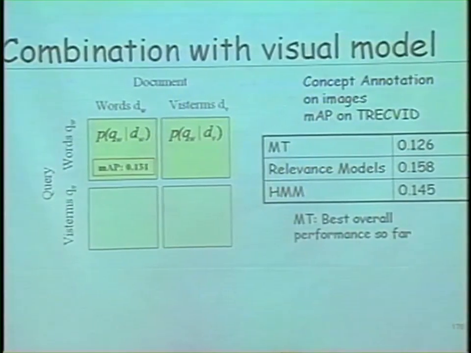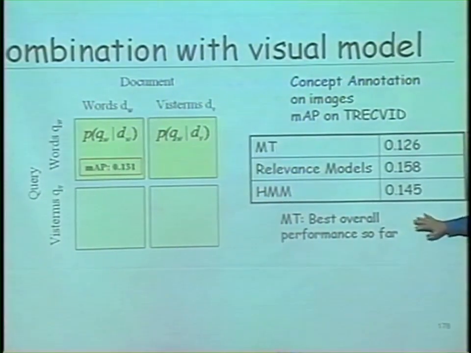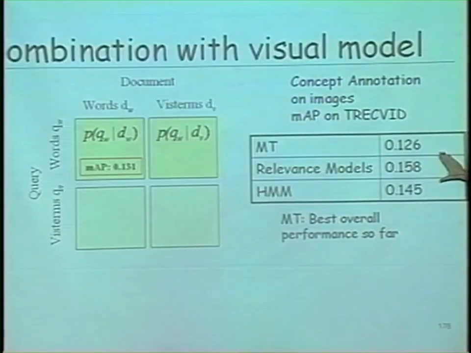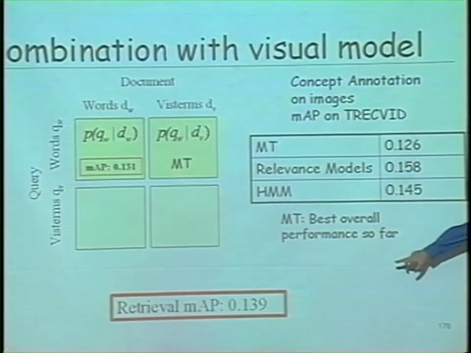But when we now look at the retrieval performance, then it turns out, and that was an issue that was already addressed in the beginning by somebody in the audience, concept annotation performance does not necessarily have to translate into retrieval performance. And it turned out that the machine translation approach gave, right from the very beginning, a good retrieval performance. When we tweaked the HMM, we could get up to the same performance, but with the relevance model it was a little bit tricky. So we picked the machine translation approach here. And now we got an improved retrieval performance of 0.139.